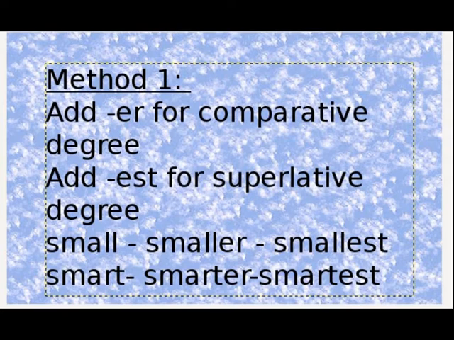First method of making comparative degree is by adding er and est. You add to the positive degree these letters er, then you get a comparative degree, and when you add est you get the superlative degree. For example, small is the positive degree, smaller is the comparative degree, and smallest is the superlative degree.